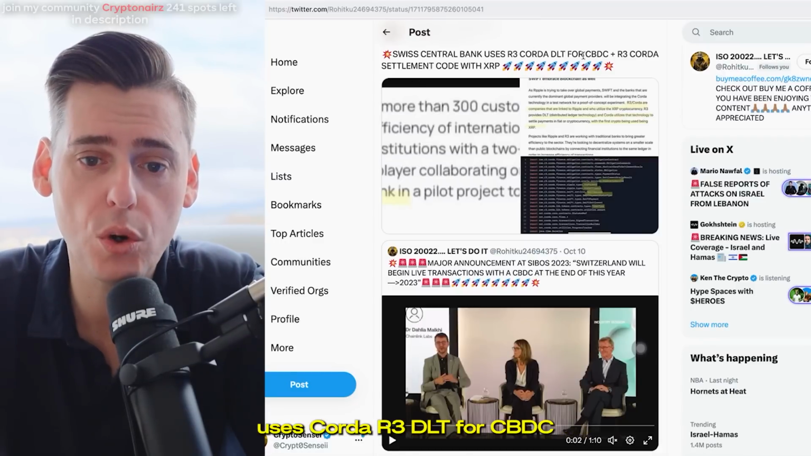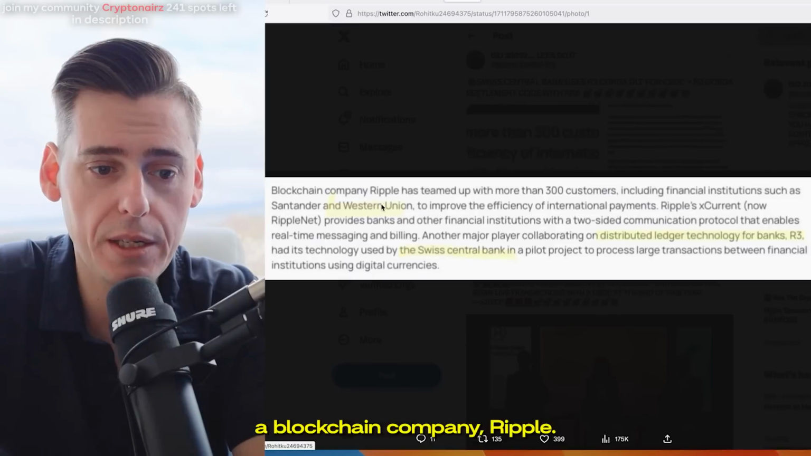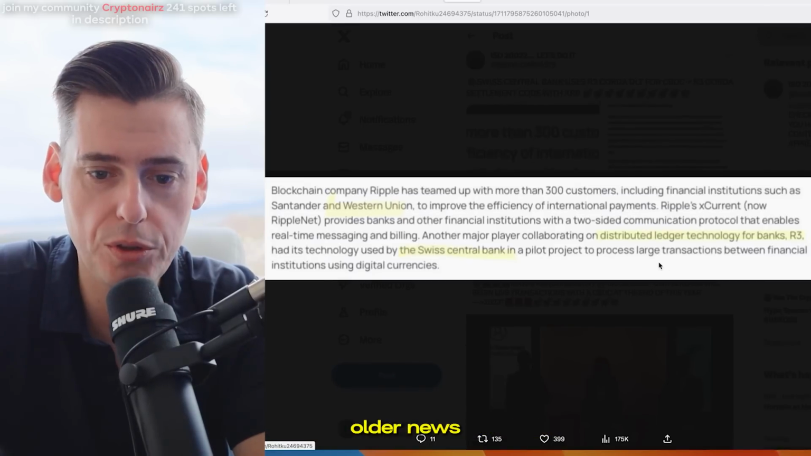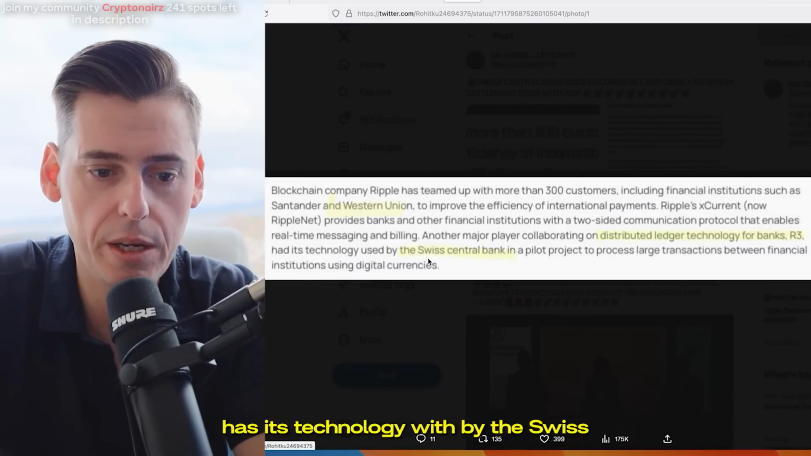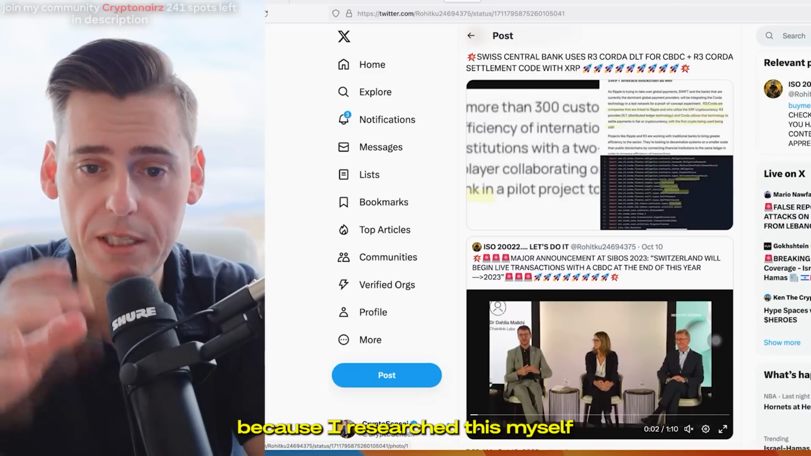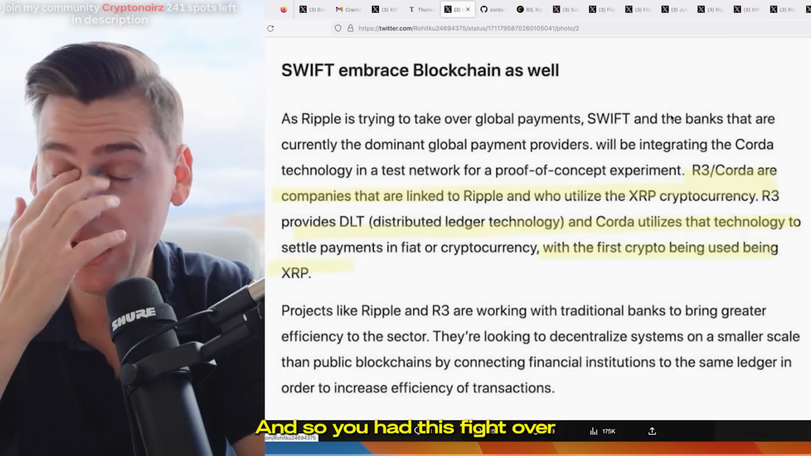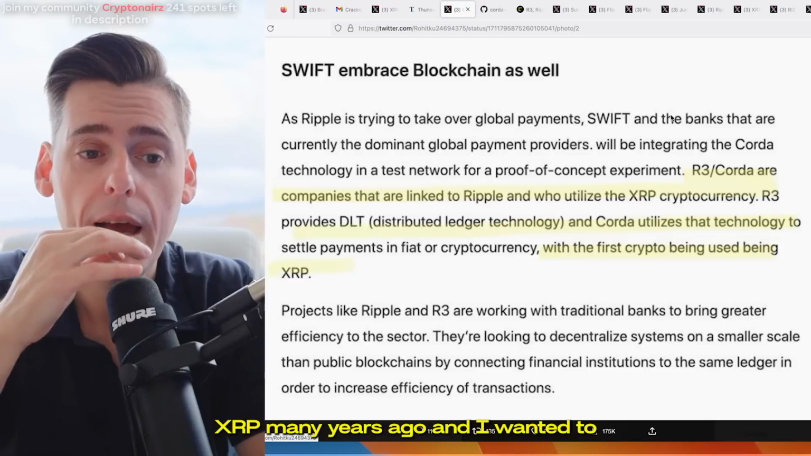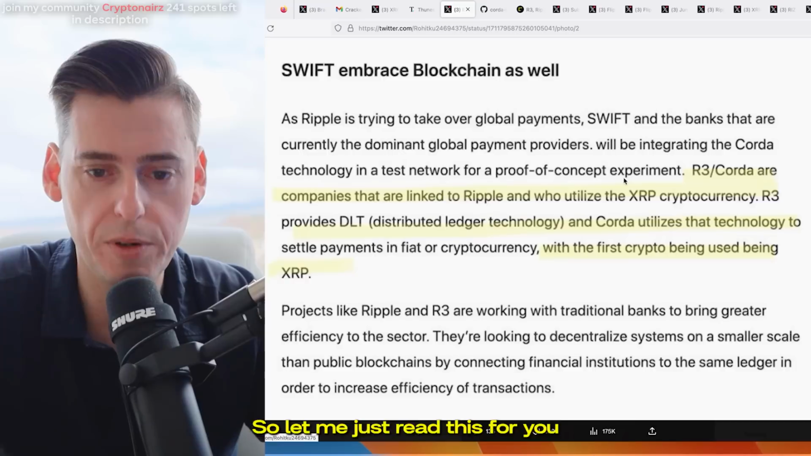SWIFT, central bank uses Corda R3 DLT for CBDC, plus R3 Corda, blockchain company, Ripple. This is kind of a little bit older news, but distributed ledger technology, bank R3 has its technology used by the Swiss central bank. I'm going to show you something interesting because I researched this myself very recently because I wanted to know about R3 and Ripple. And so you had this fight over XRP many years ago. So check this out real quick. Let me just read this for you and then I'll get into it.